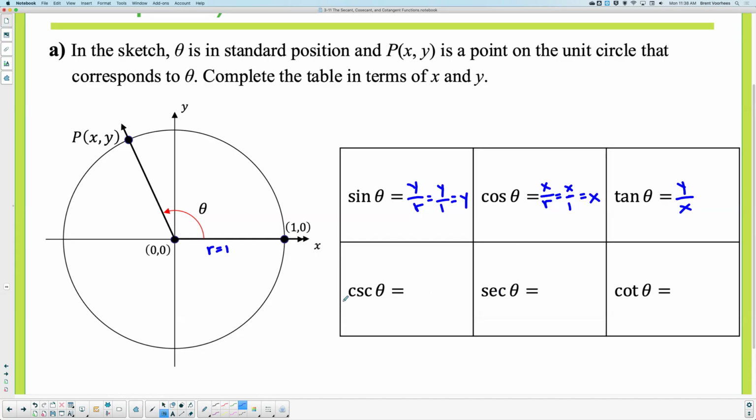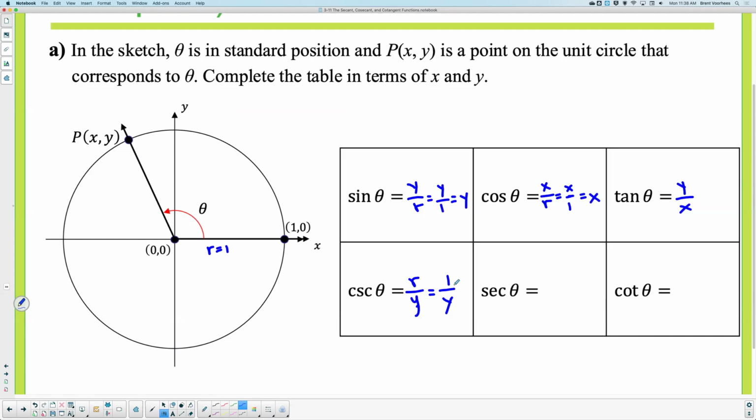Okay, so today we're talking about the reciprocal functions. Reciprocal means you flip. So if sine is y over r, then that means cosecant is r over y, which in this case would become 1 over y. Make my y's look the same here. 1 over y. Okay, what about secant?